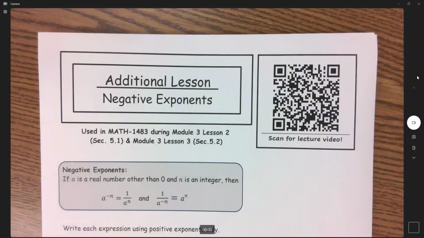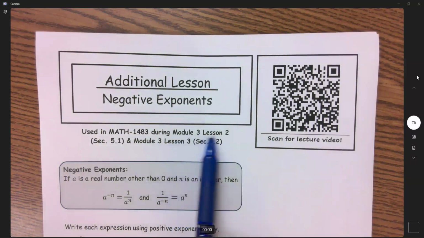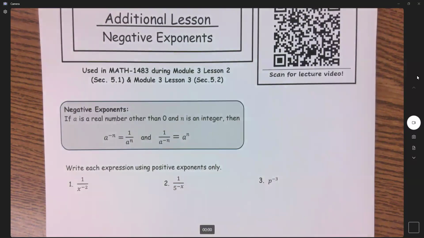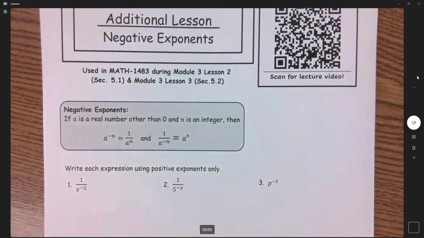Welcome to your additional lesson over negative exponents. We're going to be needing this in two of our functions and modeling lessons, which are Module 3, Lesson 2, and Module 3, Lesson 3. So here's our rule over negative exponents.